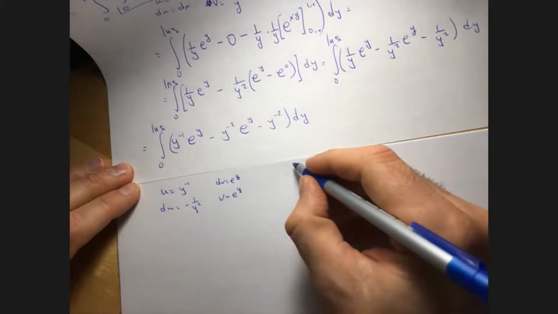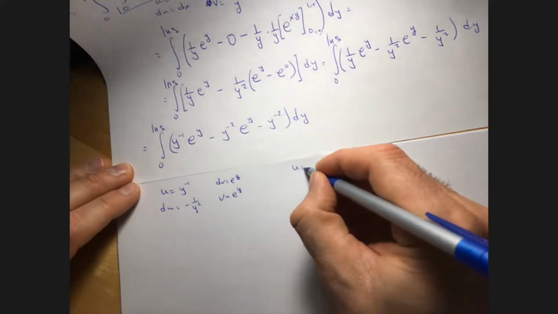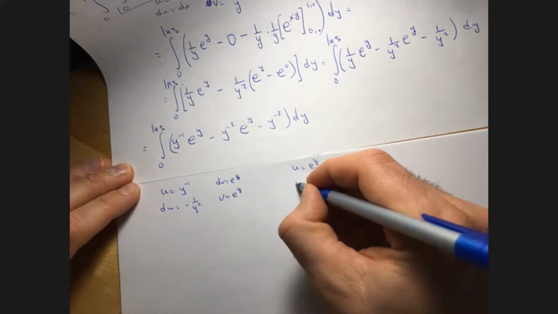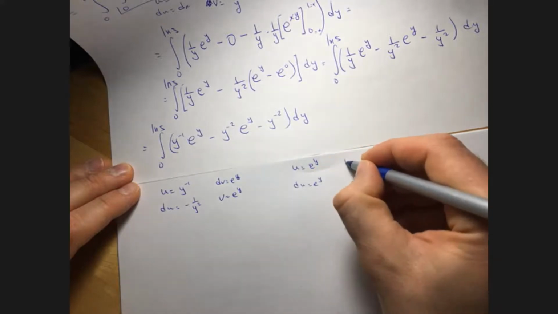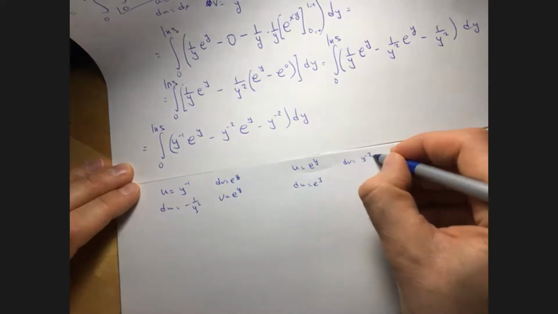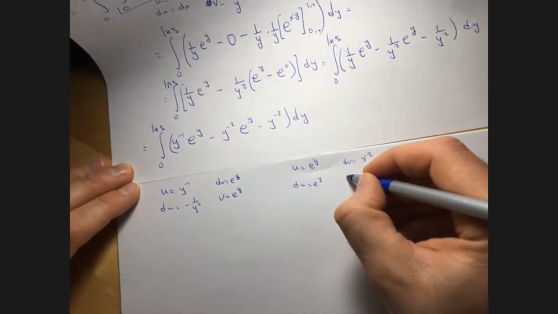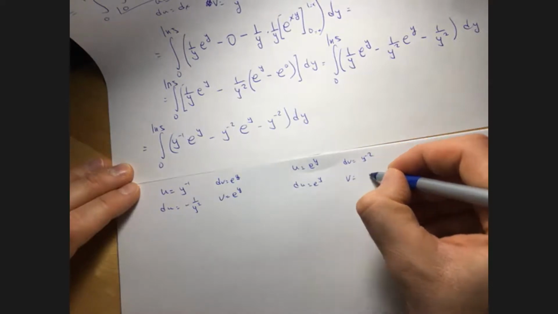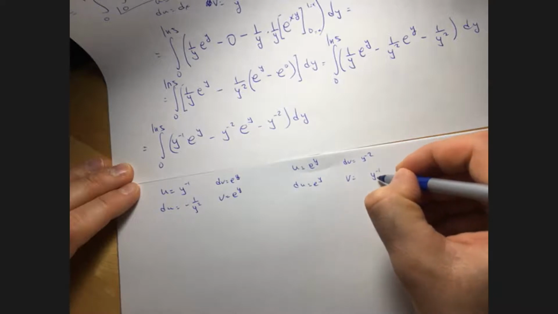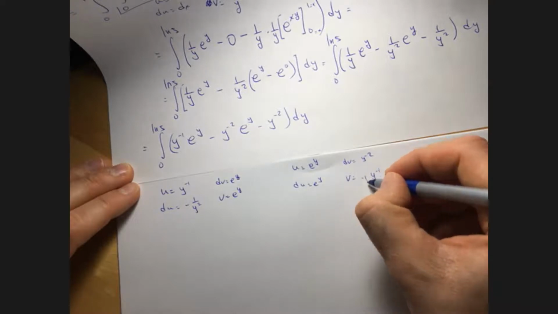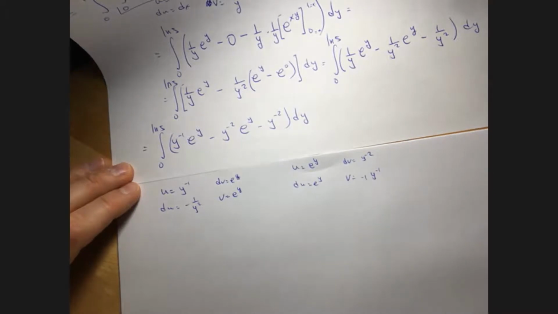And if I take the second one, u is equal to e to power y, du is equal to e to power y, dv is equal to y to power -2, v is equal to y to power -1 times -1. Right, I'm trying to simplify this somehow.